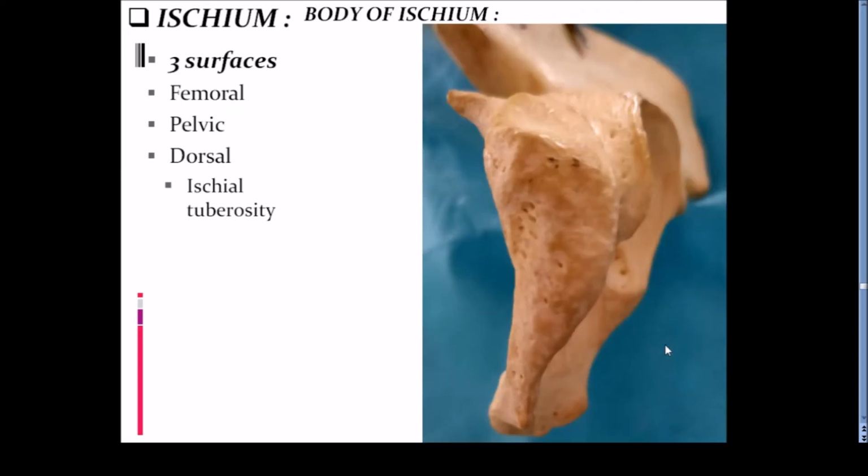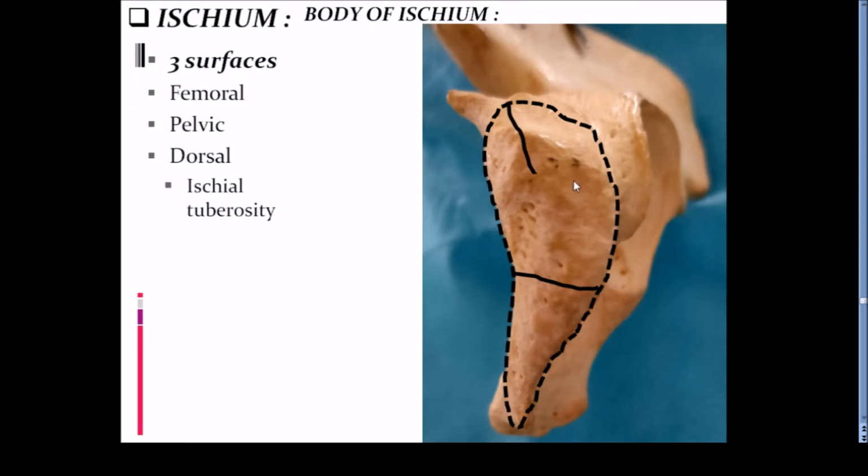Now this ischial tuberosity, as we discussed, is formed by the lower end of body of ischium. So the whole ischial tuberosity is divided into two parts, upper part and lower part. Now this upper part is again subdivided into supralateral area and inframedial area by one oblique ridge, and the lower part is divided into outer area and inner area by one longitudinal line. So this is about the ischial tuberosity and its subdivision.